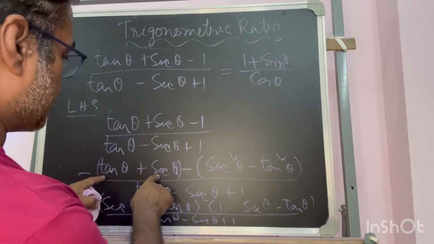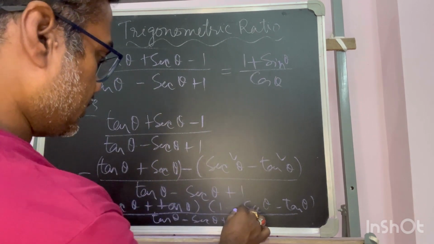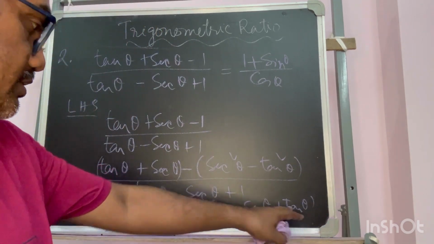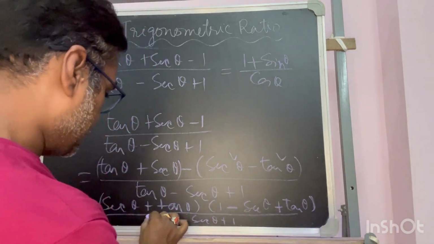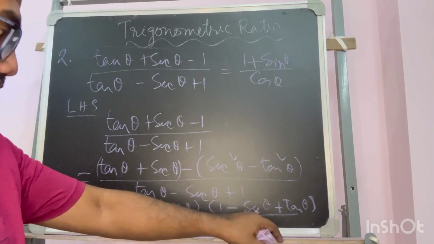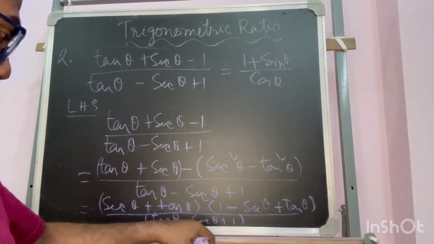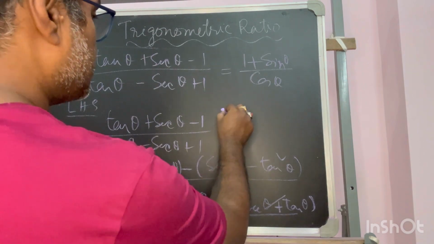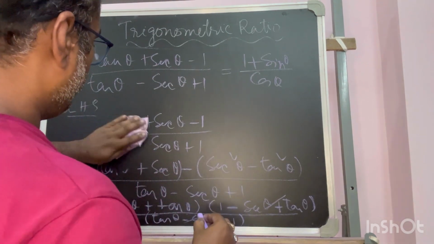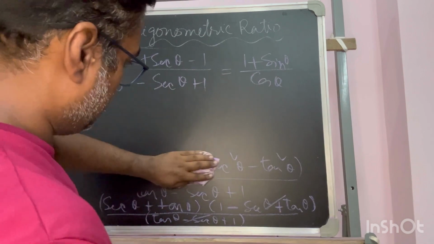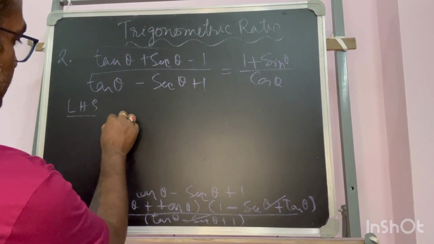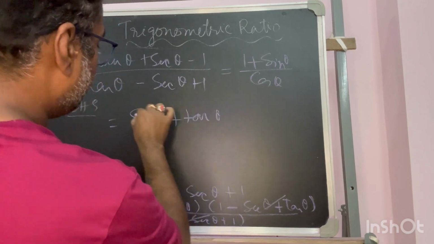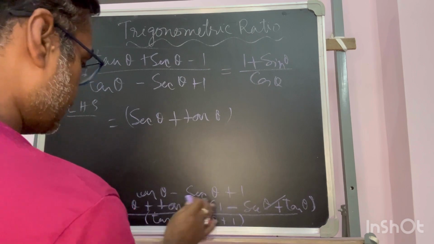Once you take sec theta minus plus tan theta, the sign will change here automatically. So ultimately you see this second part and the denominator are matching: tan theta plus 1 minus sec theta. So this will cancel out. The part which will remain as the ultimate result is sec theta plus tan theta, that we have taken common from the two parts on the numerator.